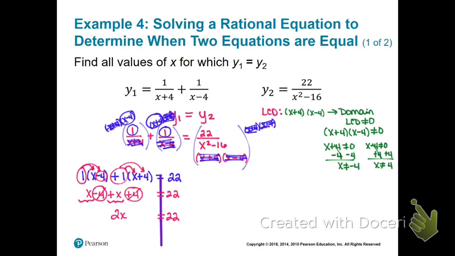Now what? Divide by 2, and we get x equals 11. Now remember, you've got to check. Can x equal 11? Yes, so there's our solution.